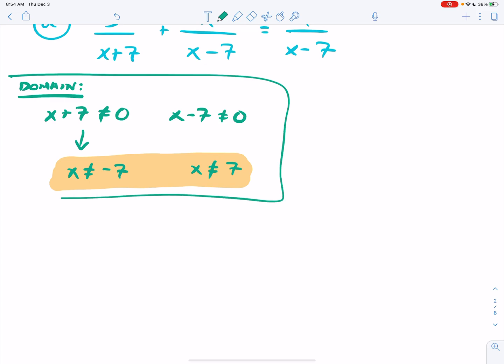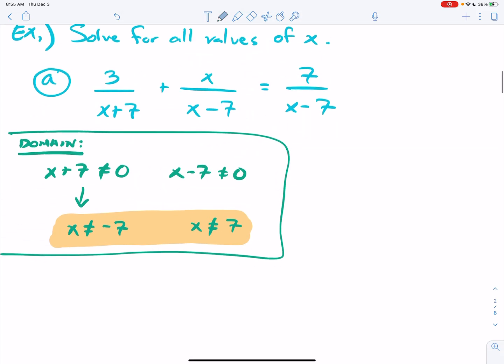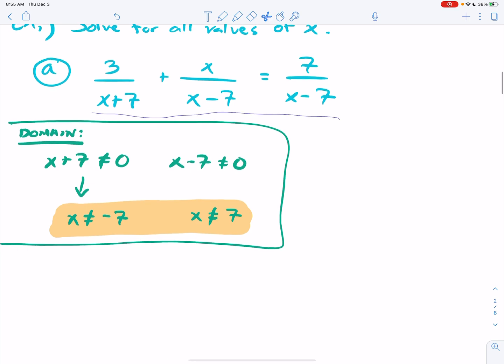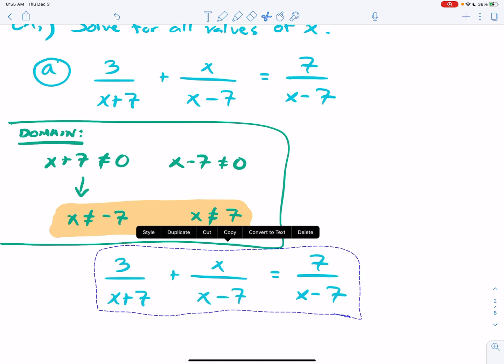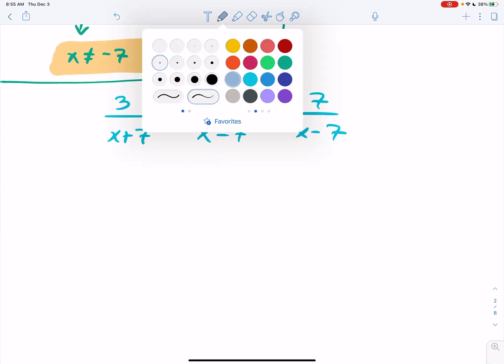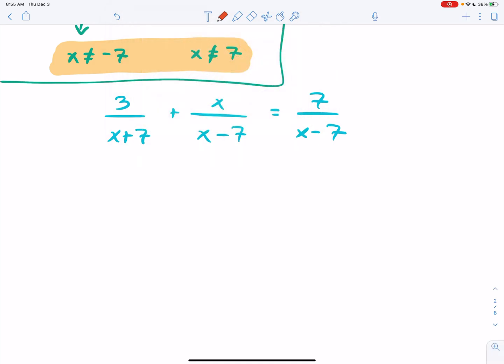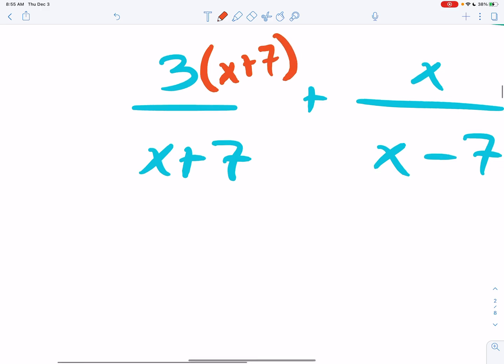Okay. So here we go. Let's go ahead and bring this down here so that it's not too cluttered. Okay, here we go. First thing you want to do is make sure that you get rid of your fractions, okay? Because that'll make things significantly easier. So if I want to get rid of this x plus 7, I'm going to multiply by x plus 7, but I have to do it everywhere.